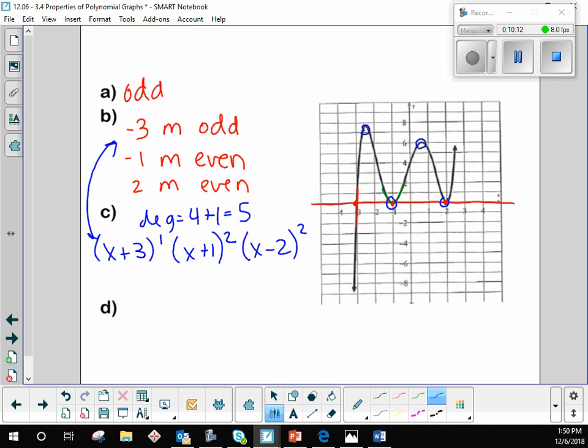And D asks us to estimate the domain and range. The domain is all x values that will work for this graph. What would you say? All the x values that would work. What would work?